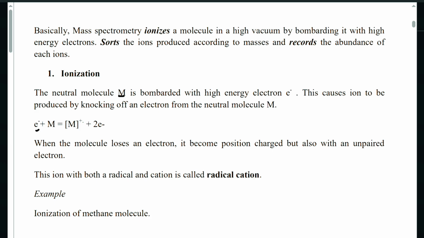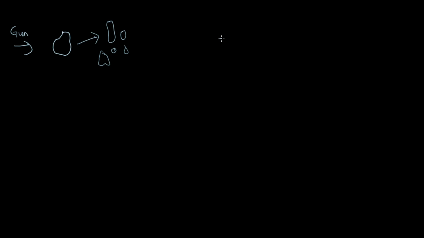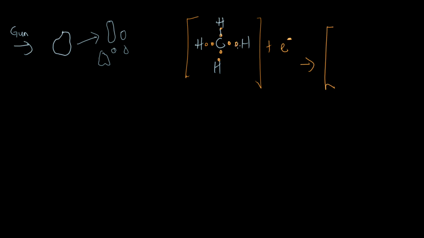So we have this example. Let's see the ionization of the methane molecule. This is methane: C with four hydrogens. All the bonds here are shown like this. These are what form the bonds. When you bombard this with a high energy electron, you are going to knock off an electron. This bombardment knocks this electron off.